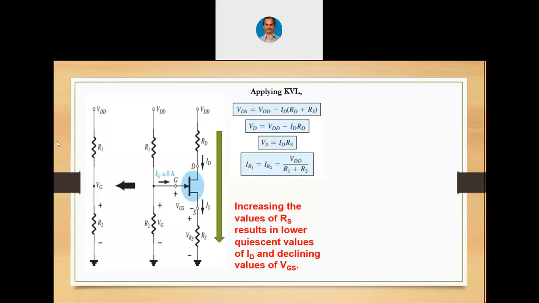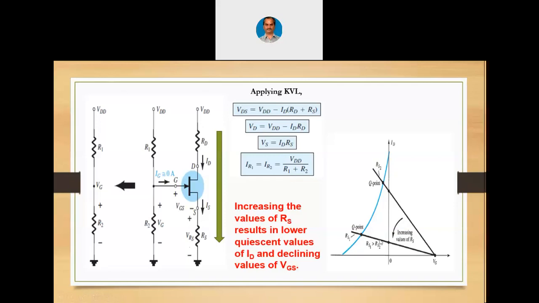So now you can see that when the value of RS is increased, ID gets reduced and the Q point will come down. When the value of RS is reduced, ID will increase. Naturally, when this resistance is reduced, the current flowing through it increases, so the ID value increases and the Q point will shift towards the upper side of the transfer curve.